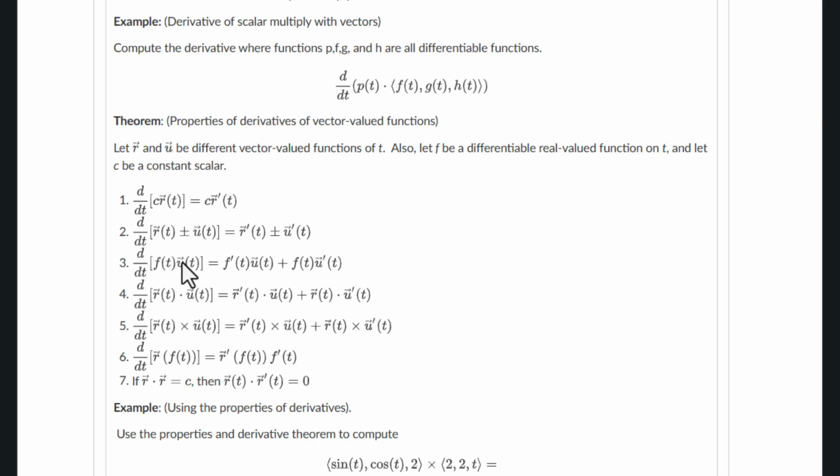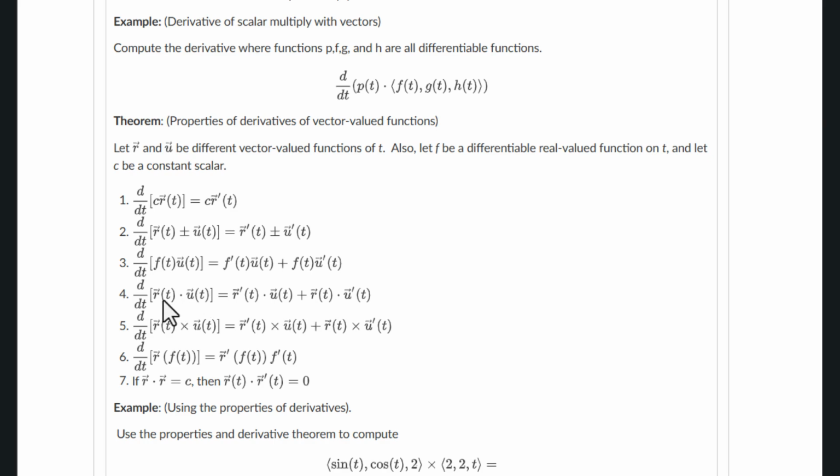When you get to a scalar function times a vector valued function, that's going to be the same derivative rule as the product rule. Notice that you have the derivative of the scalar times the vector valued function plus the scalar function times the derivative of the vector valued function. When you get to the new operation of the dot product, turns out it's just the dot product version of the product rule for derivatives.